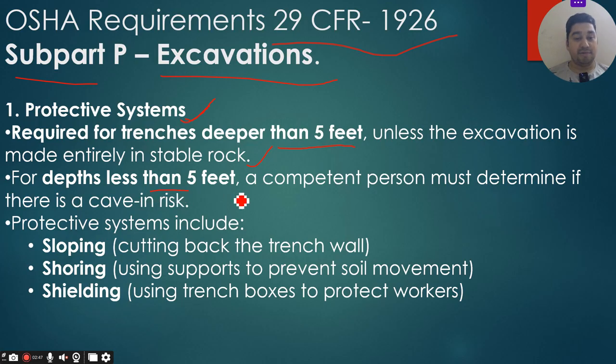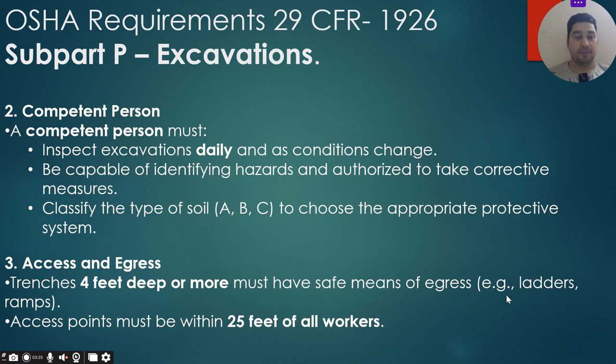For depth less than 5 feet, a competent person must determine if there is a cave-in risk. If you are excavating less than 5 feet, there should be an expert, a competent person like an engineer, who must tell you whether there is a risk of cave-in or not. As per their suggestions, you have to go for the protective system. The protective system includes sloping, cutting back the trench wall, as one option. The second option is shoring. The third option is shielding, using trench boxes to protect workers.